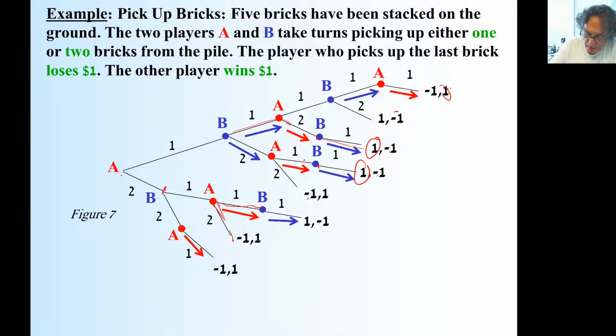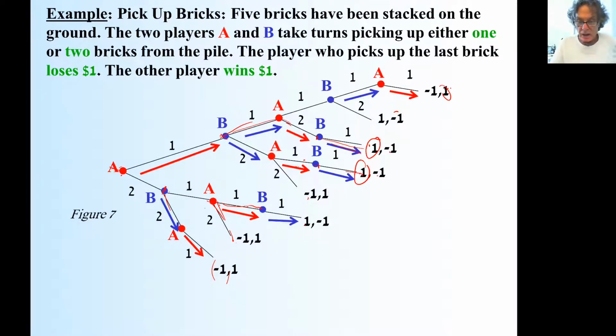Now let's do the B here. B says, if I go down, I win. If I go up to take one brick, I lose. So she's going to go with two. Now A has to make a decision. Should I pick up one, and it doesn't matter if it goes like this or like this, I win, or two, and I lose? Obviously, it's going to go like this.